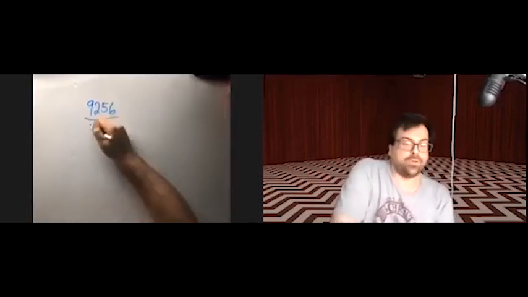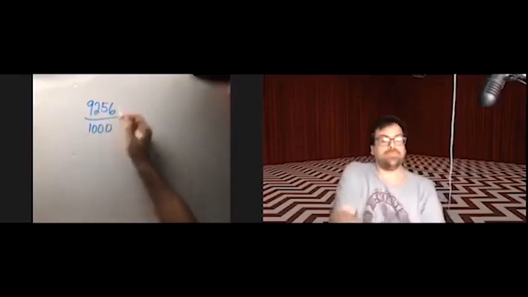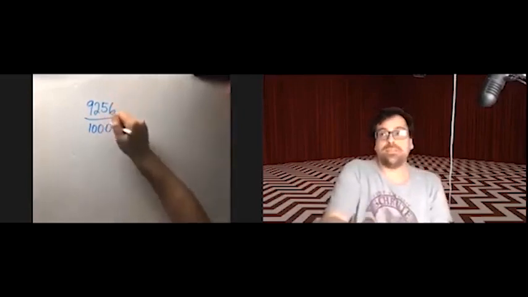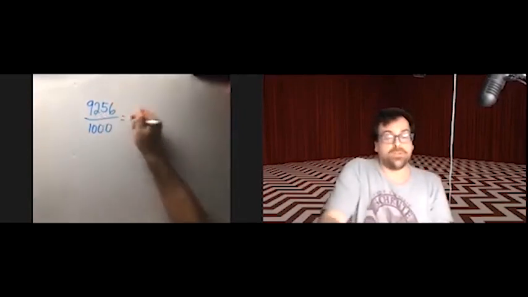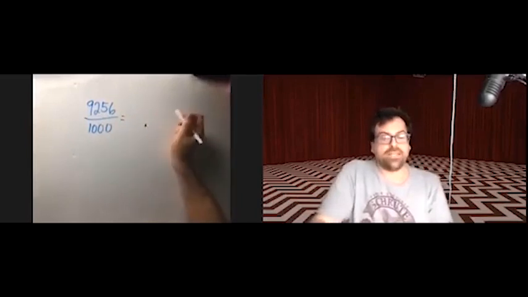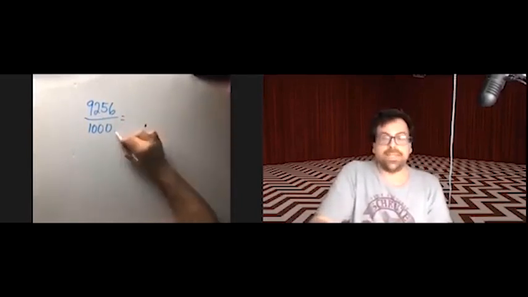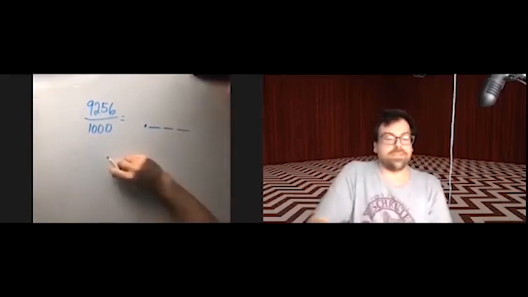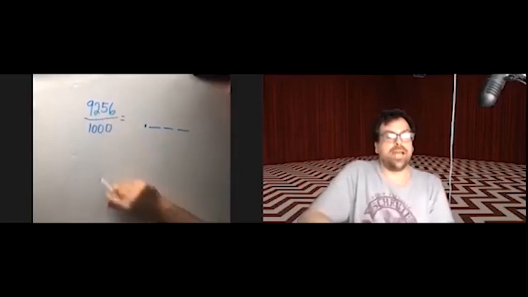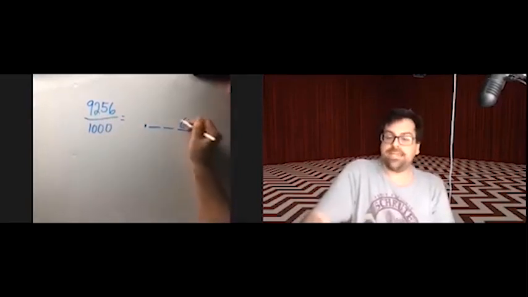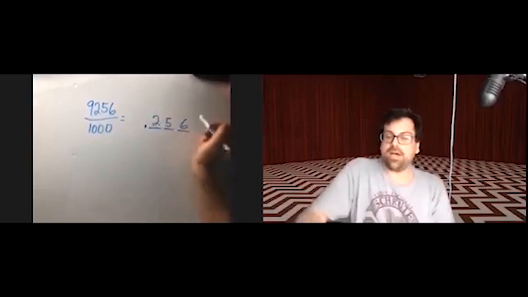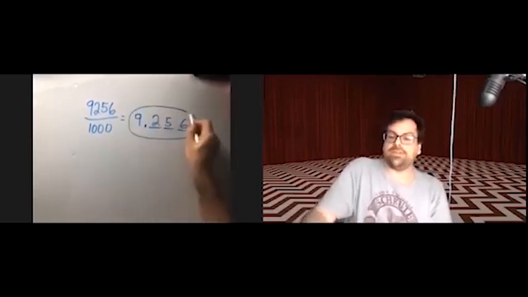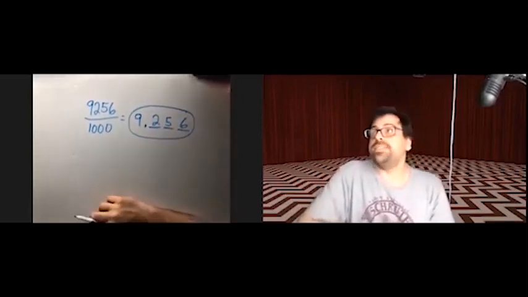9,256 over 1,000. 9,256 thousandths. It's improper though, so we're going to expect something to the left of the decimal point. But let's identify thousandths: tenths, hundredths, thousandths. We write the number 9,256 ending in that spot, which means the 9 gets pushed out to the left. 9.256.